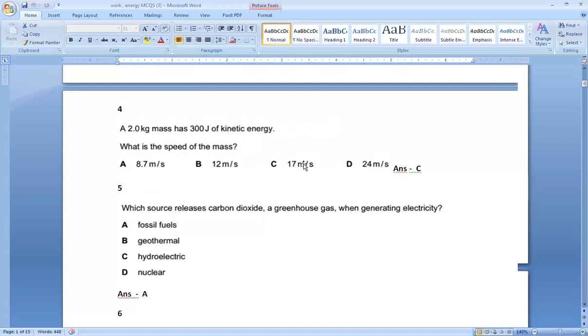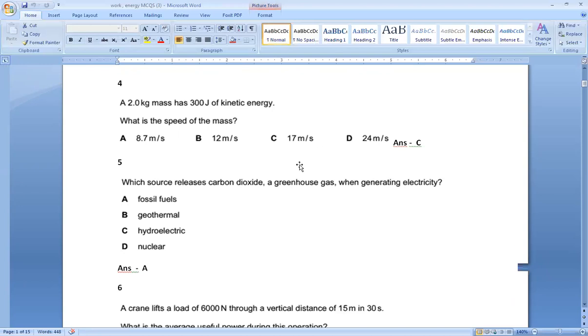So number 4, what we are doing, we are using the formula KE is equal to half mv square. Simply put the values and calculate, you will find v to be 17 point something, that is option C.